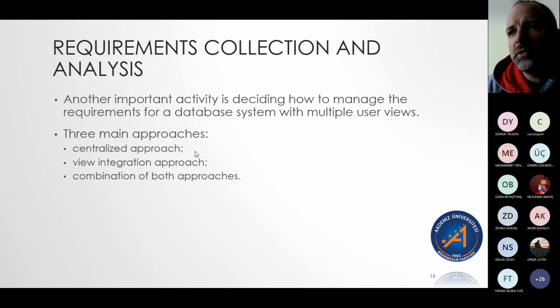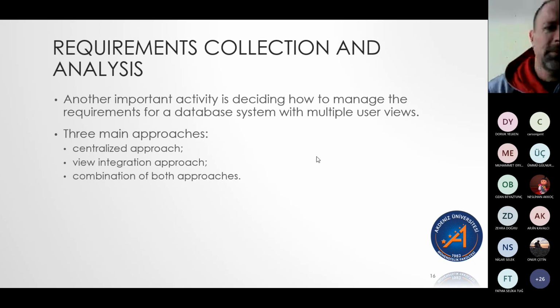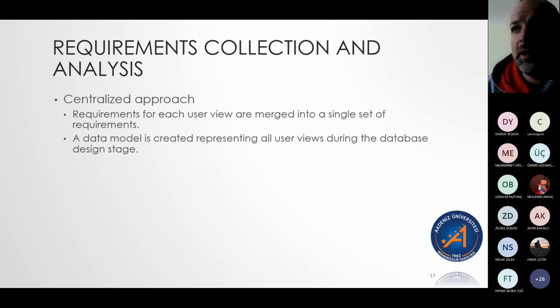Those are two different ways that we might approach designing an object-oriented system. So the main approaches that we'll talk about here that we'll have slides on are centralized and view integration. A centralized approach is saying, okay, we're going to try to get the requirements for each different part of the system, each different user view. Then we're going to merge all the requirements into a single set of requirements, and then we're going to use that overall set of requirements to design the entire system.